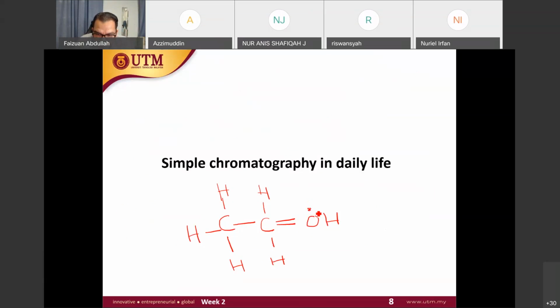So in hydrocarbons, we also have polar compounds. Because anything that has oxygen or anything else that has a lone pair will bring all the electrons here. We'll favor the electron to be here. So this side will be negative charge and this side will be positive charge. So this is a polar compound.